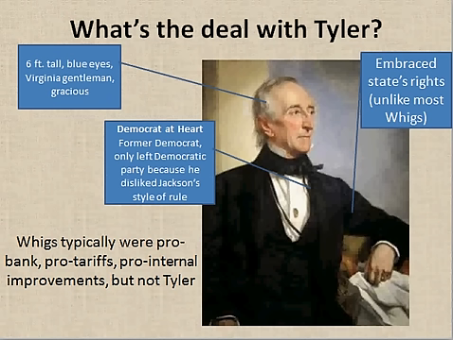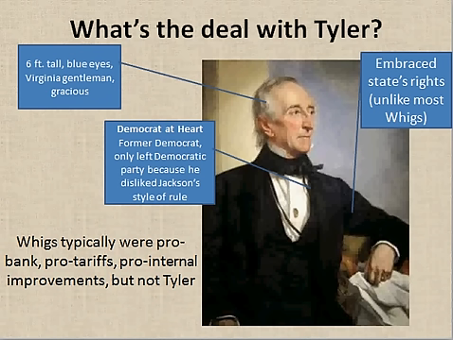So who is John Tyler? John Tyler was very different from William Henry Harrison. He was 6 feet tall, he had blue eyes, he was described as a Virginia gentleman, he was gracious. He was seen as a Democrat at heart, though. Even though he was elected with William Henry Harrison, a Whig, Tyler was a former member of the Democratic Party. He only left the Democratic Party because he disliked Jackson's style of rule.